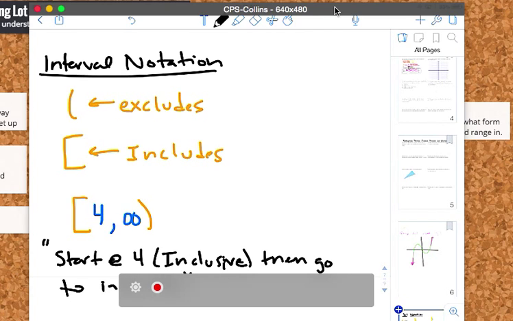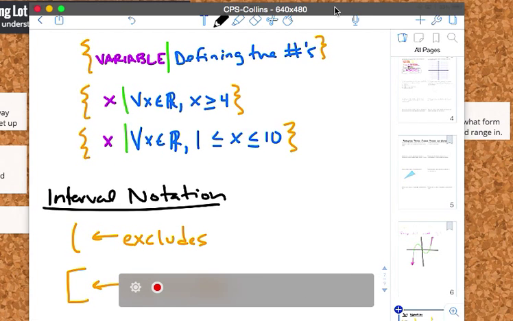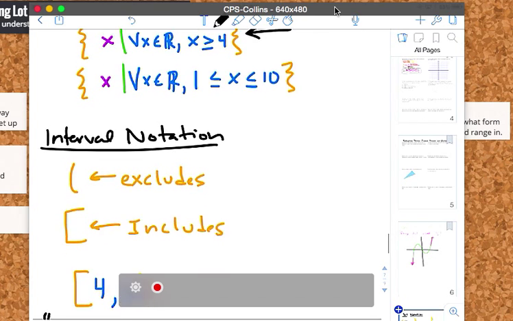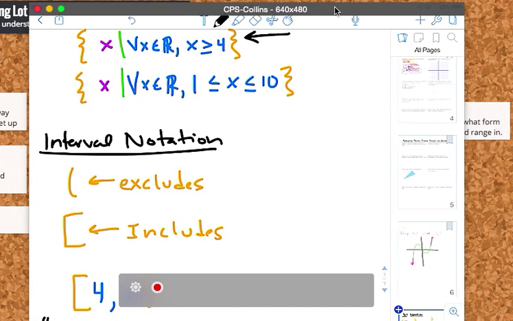If you look, it actually means the exact same thing as this first thing I wrote. It's just a different way to write it. These two things, this set notation and this interval notation, actually mean the same thing.